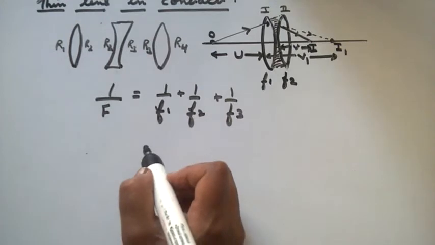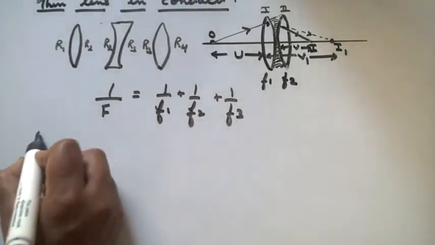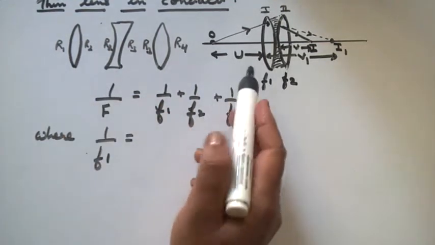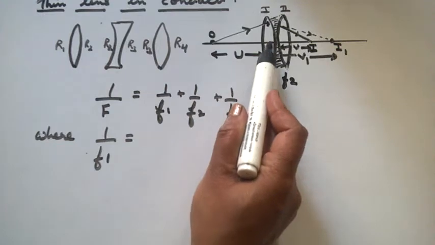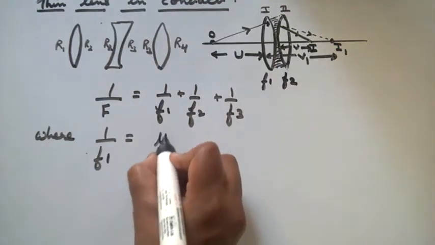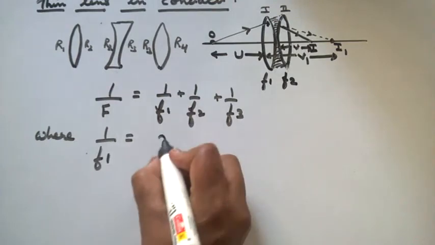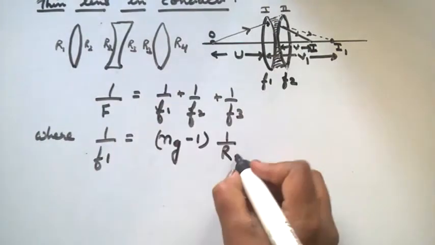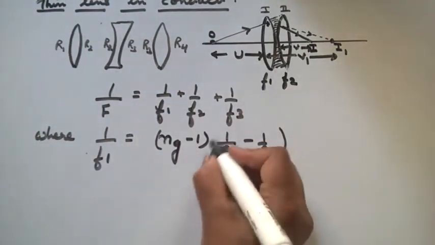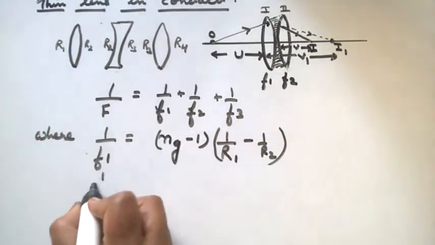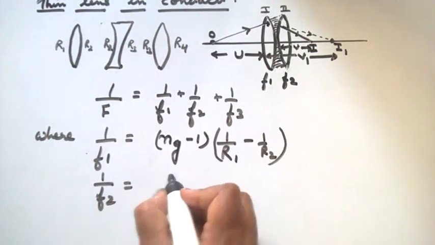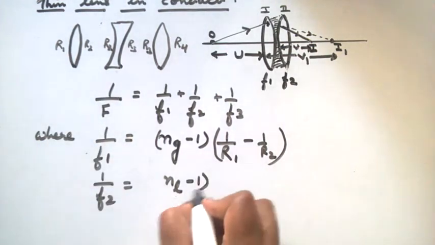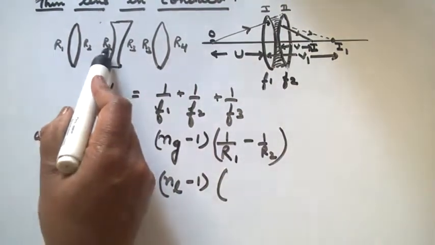And by using the lens maker's formula, 1 upon f1 is equal to the refractive index of this lens, that is, made of glass. So we write the refractive index of glass with respect to air minus 1 times 1 upon r1 minus 1 upon r2. And 1 upon f2 is equal to the refractive index of the liquid with respect to air minus 1, with radii of curvature r2 and r3.